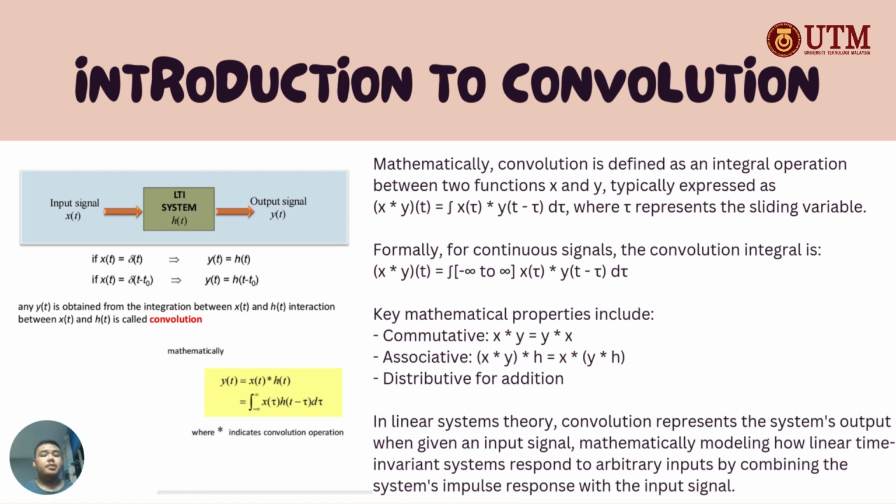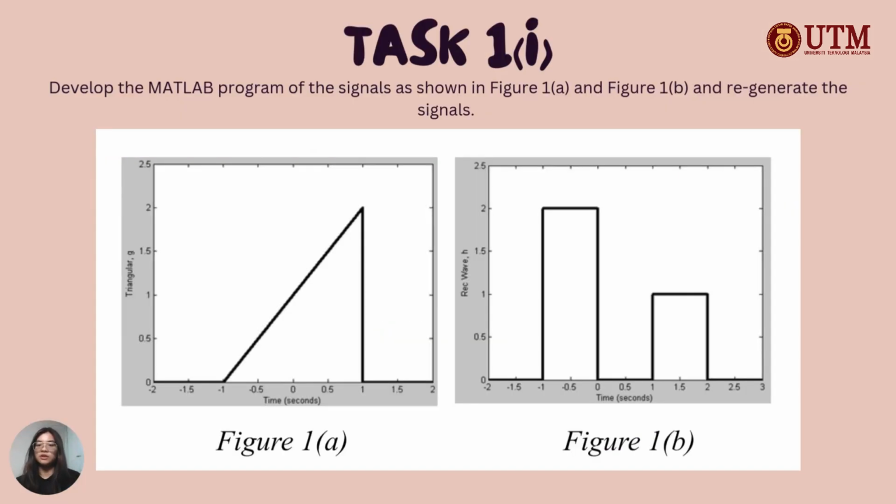Convolution has three mathematical properties, which are commutative, associative, and distributive. Lastly, in linear system theory, convolution represents the system's output when given an input signal. Mathematically, it models how a linear time invariant system responds to arbitrary inputs by combining the system impulse response with the input signal.